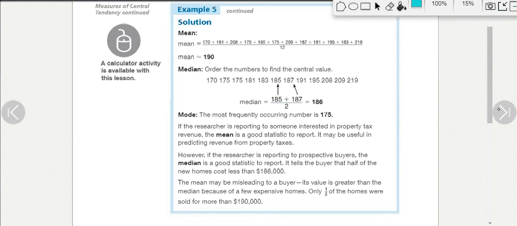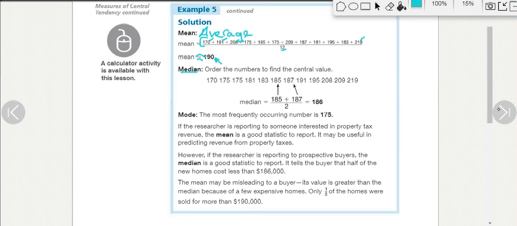Finding the mean, again, you add up all the numbers. How many are there? 1, 2, 3, 4, 5, 6, 7, 8, 9, 10, 11, 12 numbers. So they divide by 12. It came out close, is what this wavy equals means. 190 is the average or mean. Same thing: add up all the numbers, divide by the number of numbers.